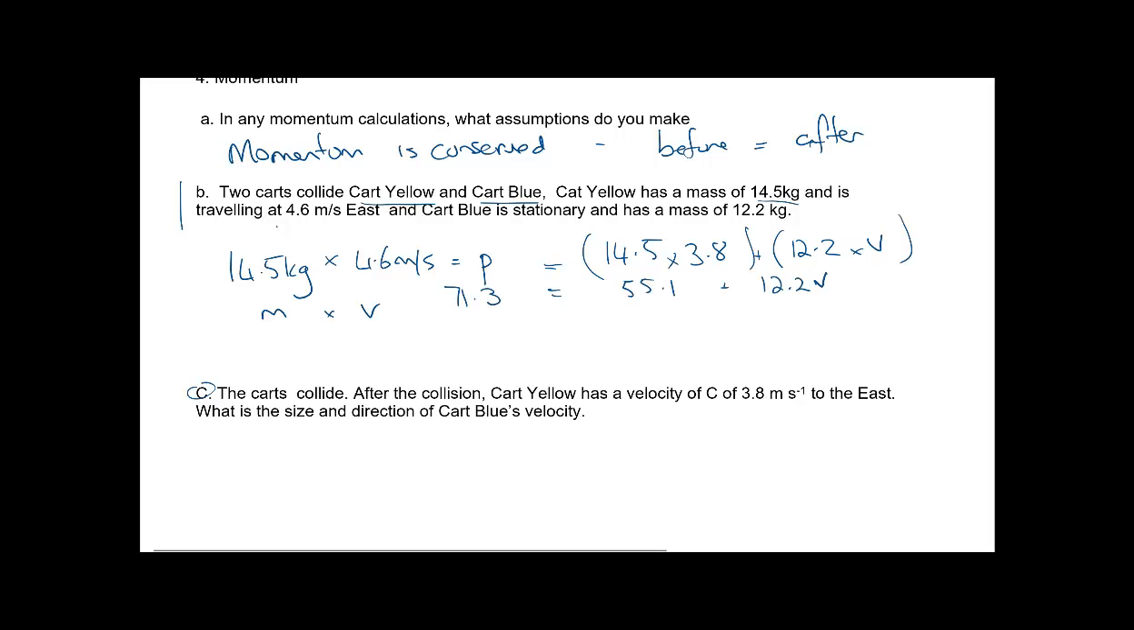Okay, so this is a total momentum before. I'm just leaving out units at the moment. And that's going to equal 55.1 plus 12.2 times v. So this will move over to this side, and that's going to subtract off that. And that's going to come to something like 16.2 equals 12.2 times v. So if you divide 16.2 by 12.2, your velocity will equal 1.3 meters per second. So that's really the answer to that question there.